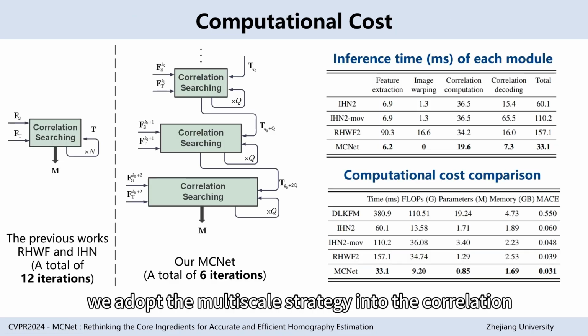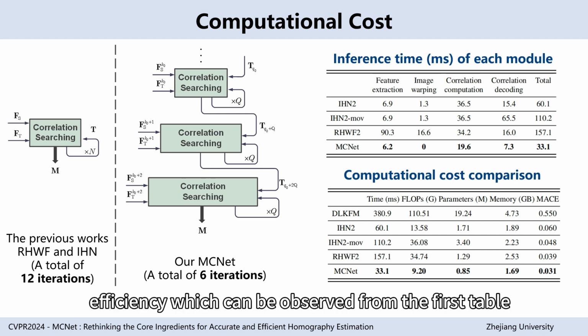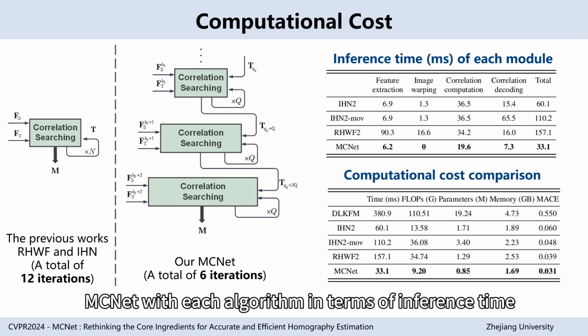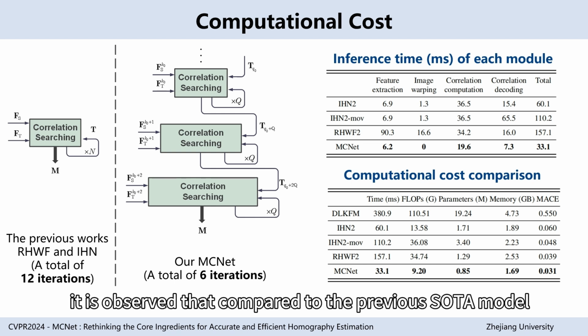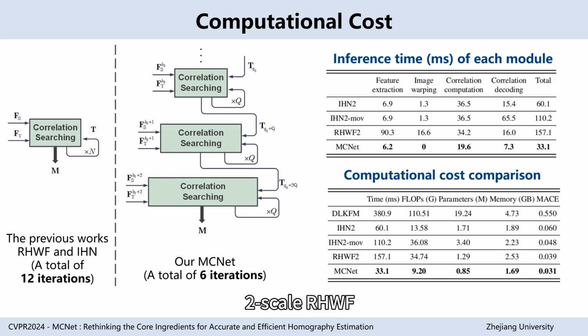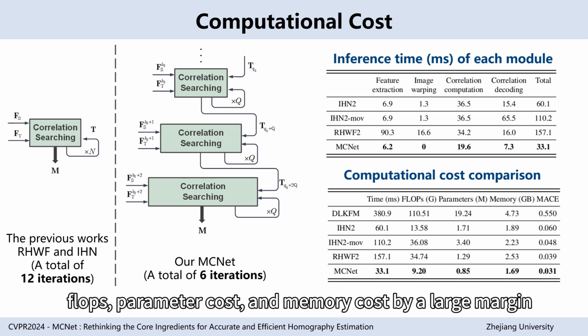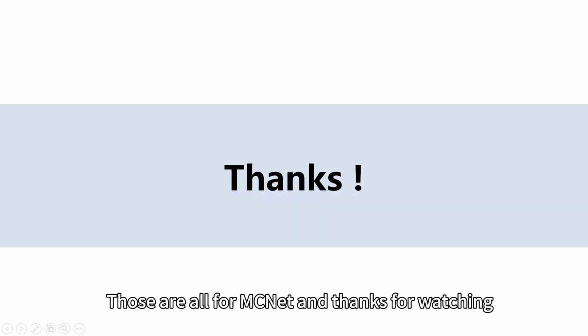Although we adopt the multi-scale strategy into the correlation searching, we optimize each block in the framework to achieve notable efficiency, which can be observed from the first table. We compare MCNet with each algorithm in terms of inference time, flops, parameter cost, and memory cost. It is observed that compared to the previous SOTA model, 2-scale RHWF, our MCNet achieves a 20.5% lower MACE while reducing the inference time, flops, parameter cost, and memory cost by a large margin. Under current settings, MCNet achieves an inference speed of 30.2 frames per second, indicating its potential in real-time accurate homography estimation. Those are all for MCNet, and thanks for watching.